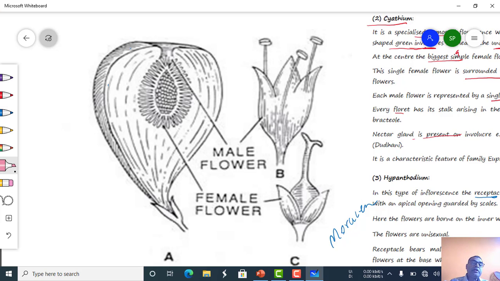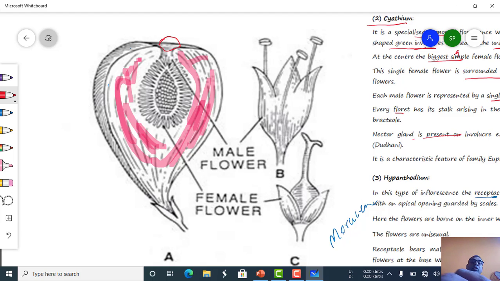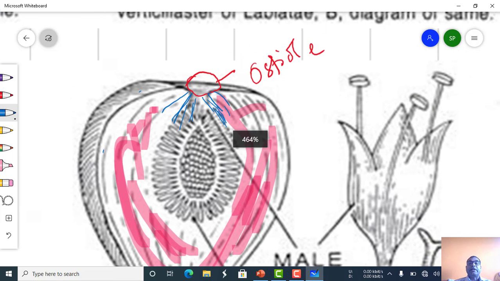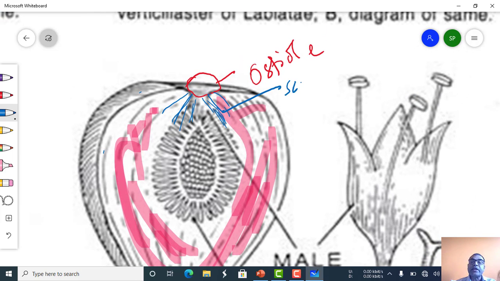Which is the hollow cavity? Let me show you. This part which is present inside, this is called the hollow cavity, and this hollow cavity has an apical opening, and this opening is called an ostiole. This ostiole is guarded by a number of scales. These scales protect the inner flowers from natural calamity. So these are the scales which are present at the place of the opening or ostiole.